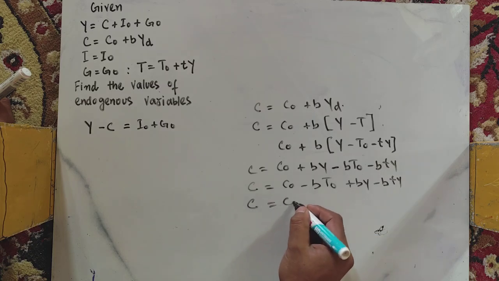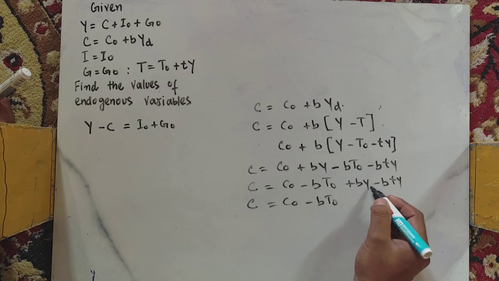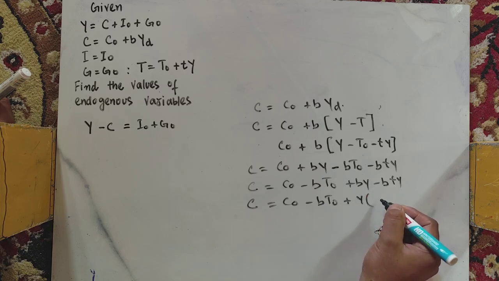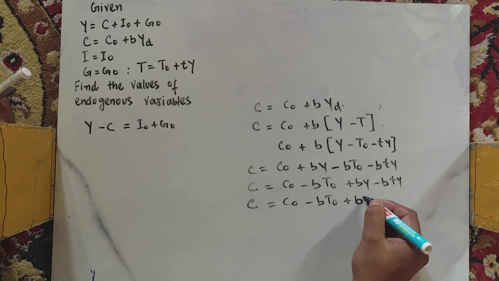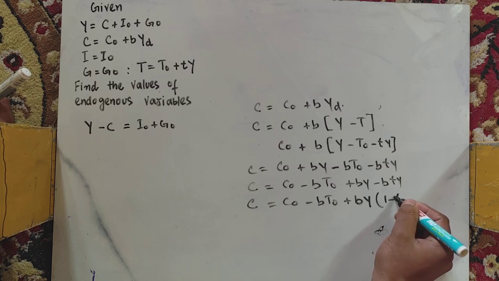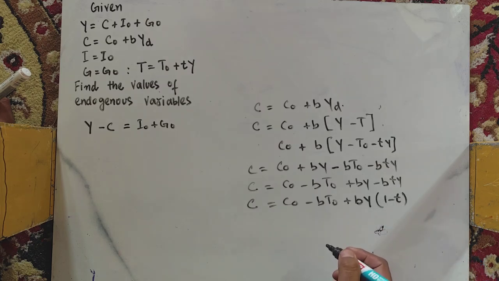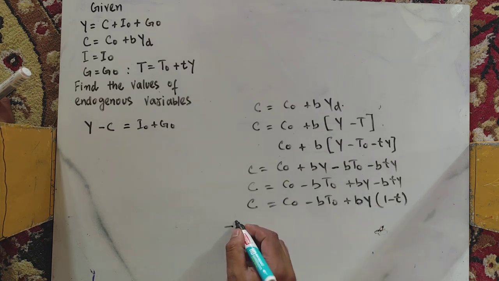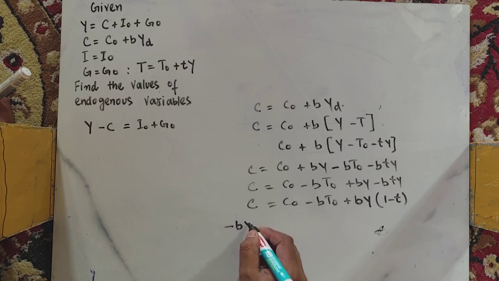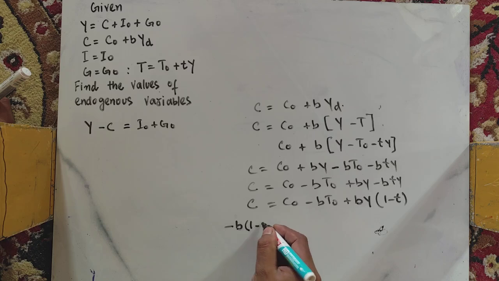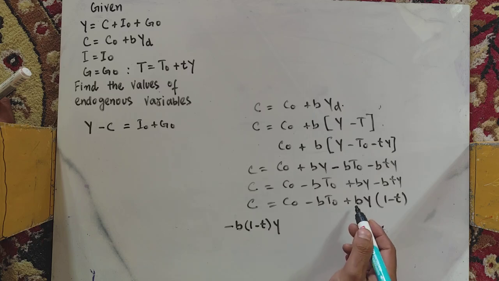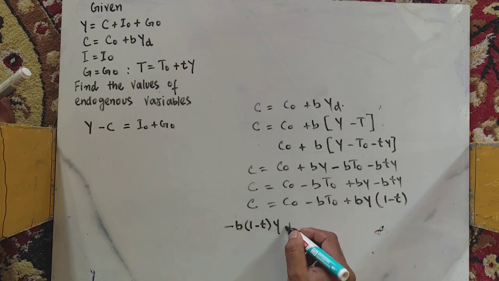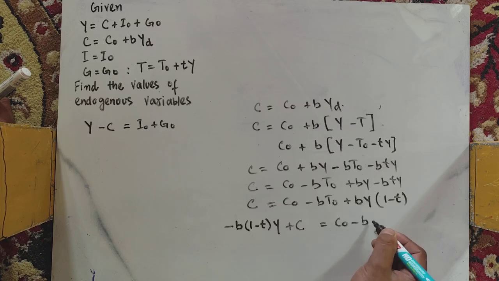Or we can write C is equal to C naught minus bT naught. Let us take b and Y common, and we are left with 1 minus t here. Can I rewrite it like this? Let us transpose this equation here. So we will have minus b, 1 minus t, Y. If I rewrite it here, then we have plus C is equal to C naught minus bT naught.